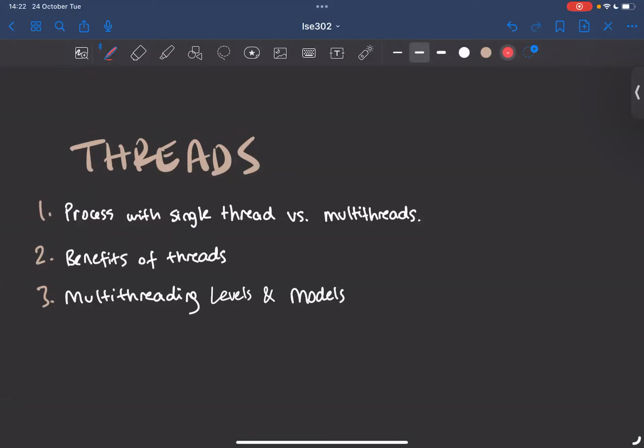We need to look at differences of processes with a single thread and many threads, okay? And then we also emphasize why we prefer threads rather than having many single-threaded processes. At the end, we look at different levels and models of multi-thread programming.